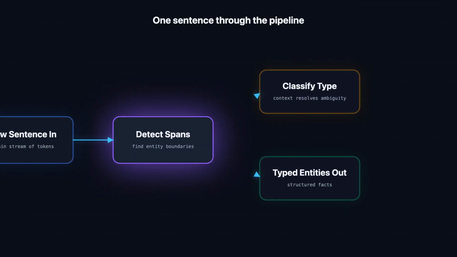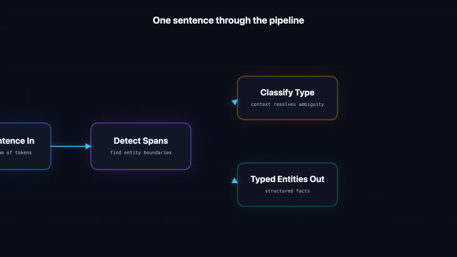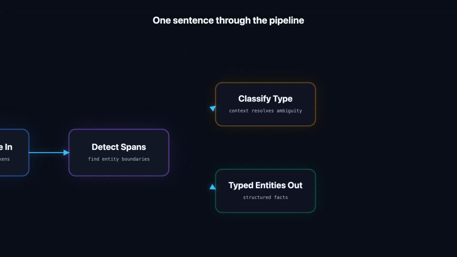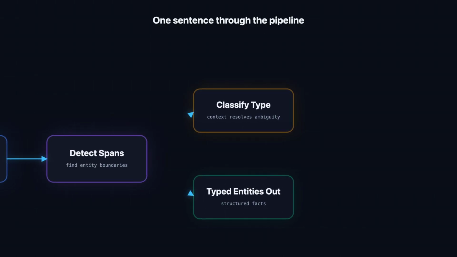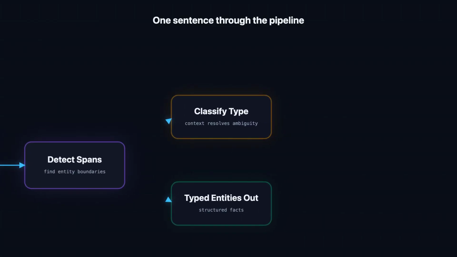Next comes detection, and this is trickier than it sounds. The system has to find the boundaries of each entity span, and a single entity can be several words long. Tim Cook is one person, not two, so the model has to decide exactly where each name starts and ends.